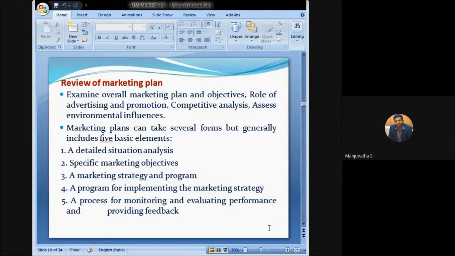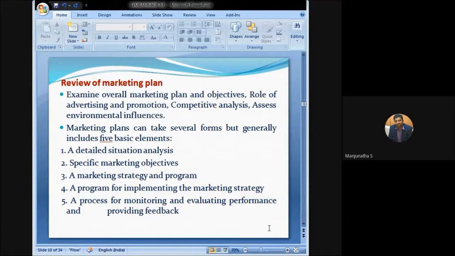So the first one is review of marketing plan. We need to examine the overall marketing plan and the objectives of the promotion as well as advertisement programs. The companies or organizations have planned their advertisement and programs, and we need to evaluate and identify them. Then we also need to evaluate with some perspective, with some purpose or basis. That may be competitive analysis: what advantages we get when competing with other companies or organizations, and what we are going to lose in that competition.